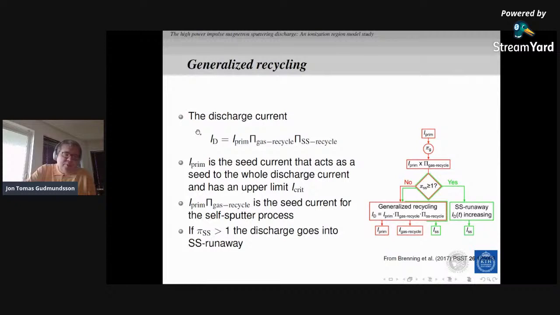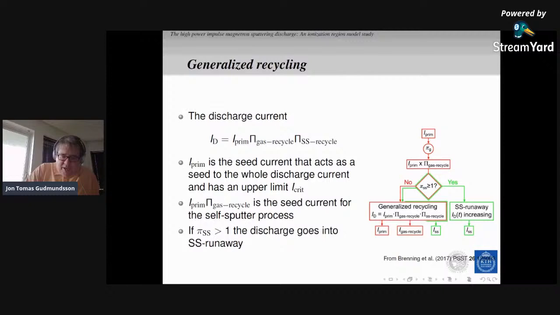The total current is the primary current, which is what I call here the seed current. This current is usually around the typical current in a DC magnetron. So this is in a few tens or hundreds of milliamperes at most. So this is usually rather low current, and then this is multiplied by these two multiplication factors, and that is how we get to currents of the order of amperes or tens of amperes, and in some cases hundreds of amperes. So this is the way to really understand how this works.